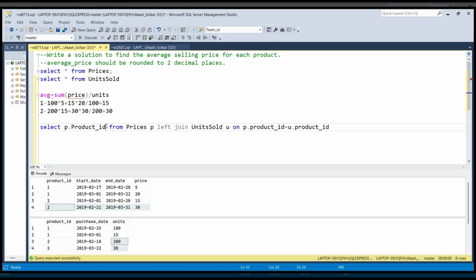So we got the product id, but what we need to find is the average selling price for each product. So we need a group by clause on the basis of product id, because for a single product, multiple entries are present.